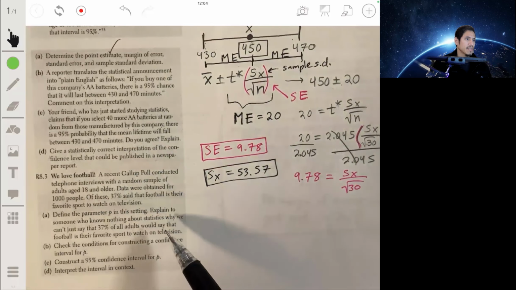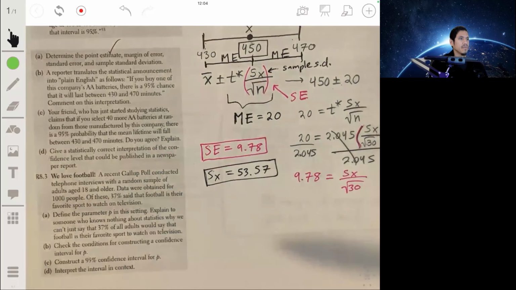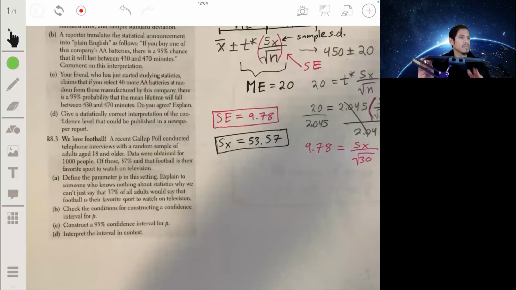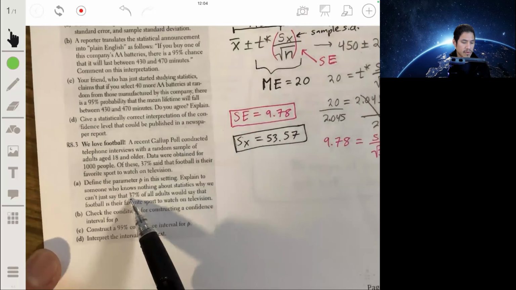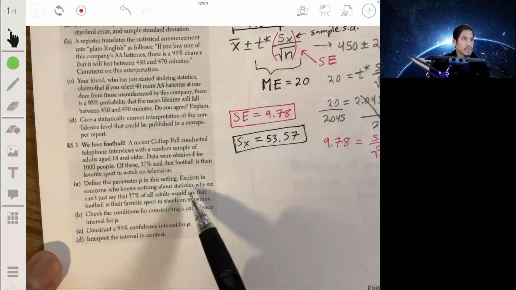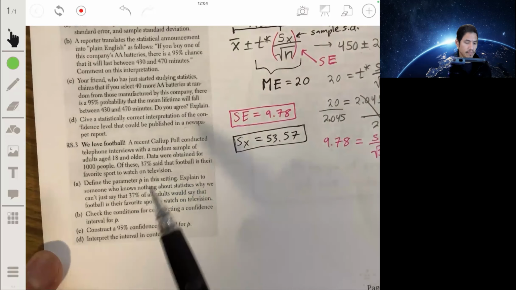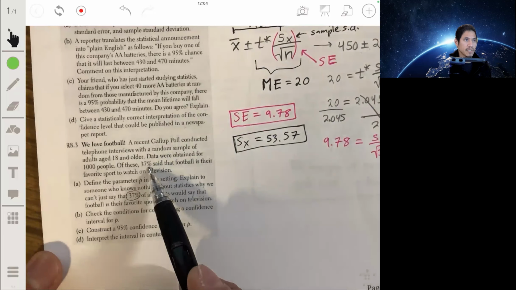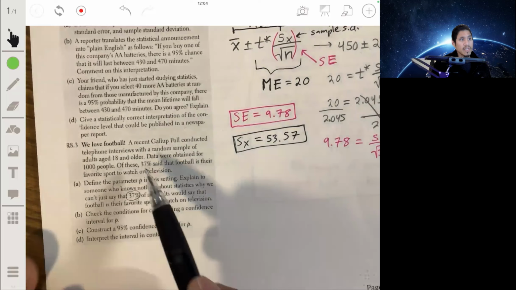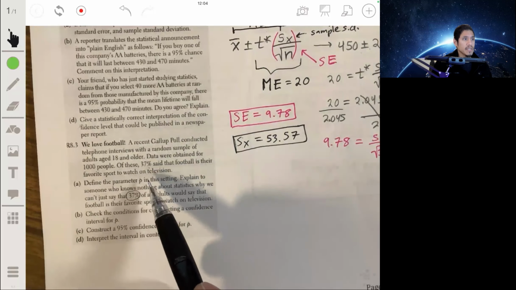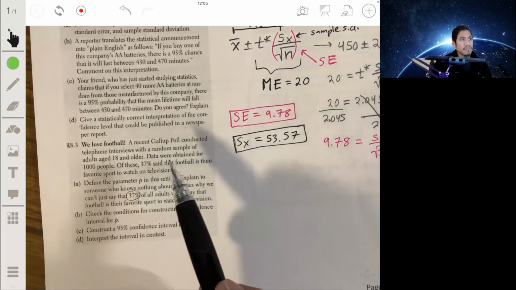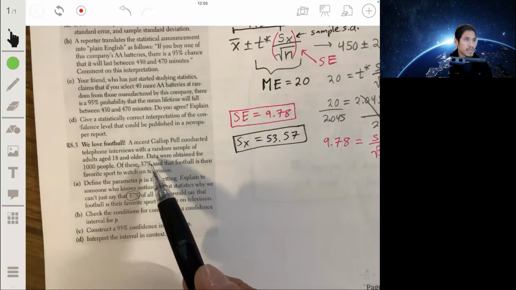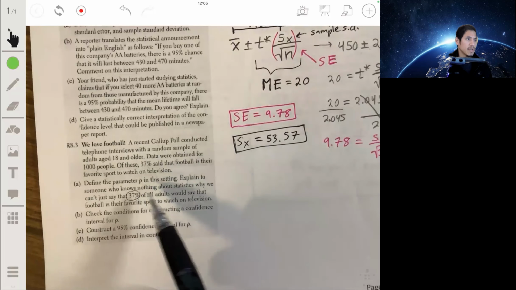Explain to someone who knows nothing about stats why we can't just say that 37% of all adults say that football is their favorite sport to watch on television. Okay, so we can't say that 37% of all adults would say that football is their favorite sport to watch on TV because this 37% is just a sample proportion. This 37% comes from a sample. Now, it's possible that the true proportion of the population is 37%, but maybe it's not. So this is only referring to the sample. So we can't say that they refer to all adults.